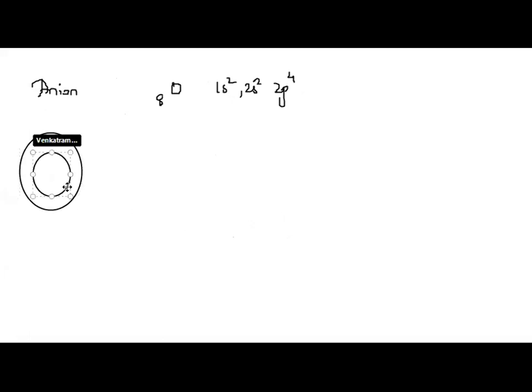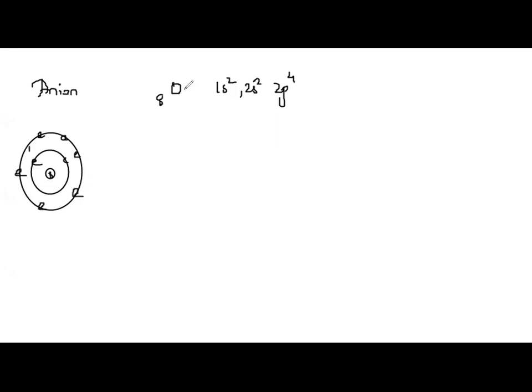How many shells is it having? It is having 2 shells. And this is the nucleus. Fine. So this is the nucleus with 8 protons. And here are the electrons. 2 electrons here. 1, 2, 3, 4, 5, 6 electrons in the outermost shell.